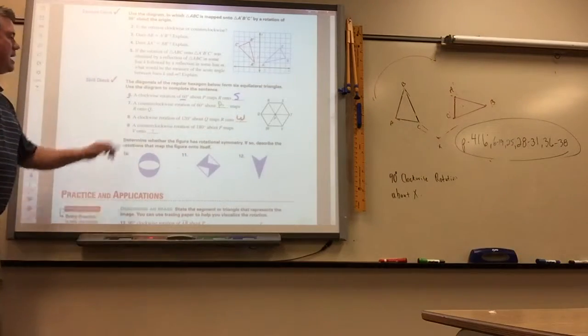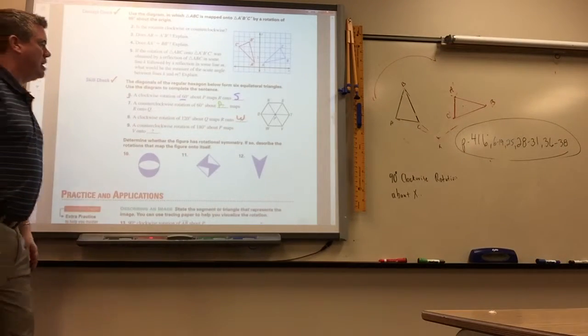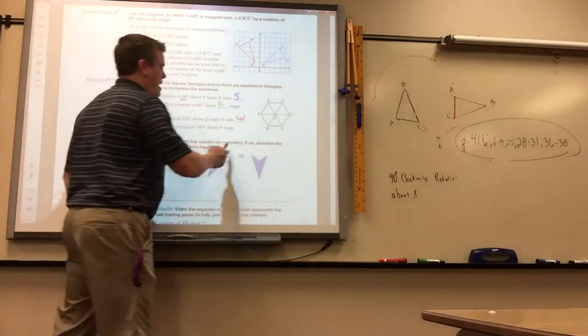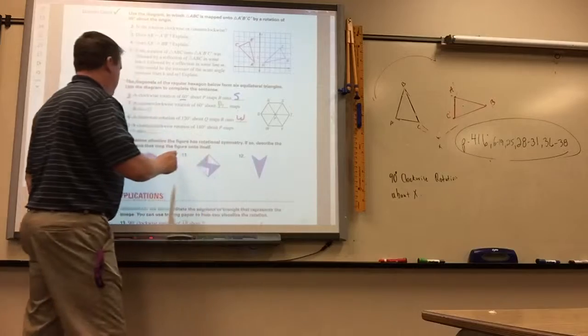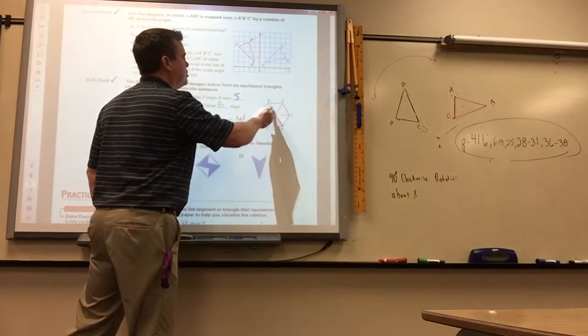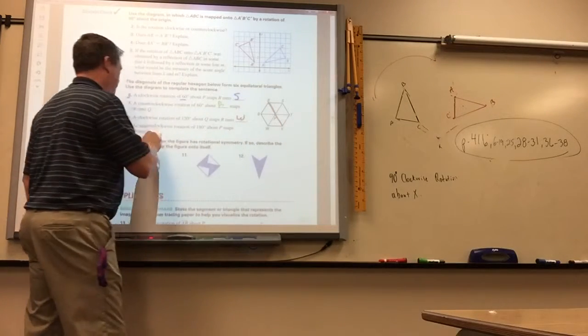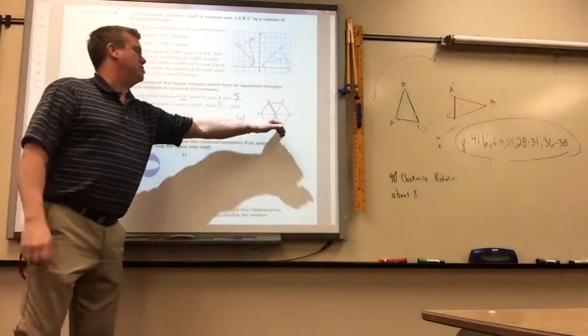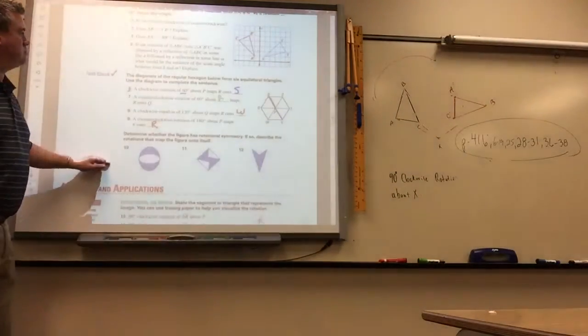And then number 9, a counterclockwise rotation of 180 about P maps V onto R. Since it's 180, it doesn't matter whether it's clockwise or counterclockwise, because 180 is just straight through it.